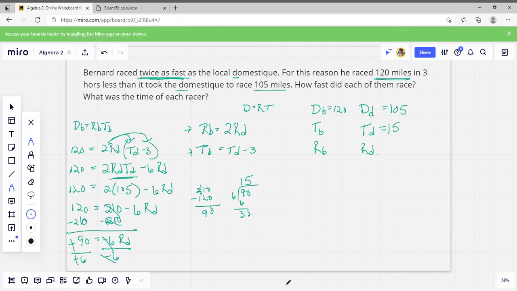All right, so now that we know that, distance equals rate times time, we can say 105 equals our rate, which is 15, times our time, divide by 15. Seven. Yep.